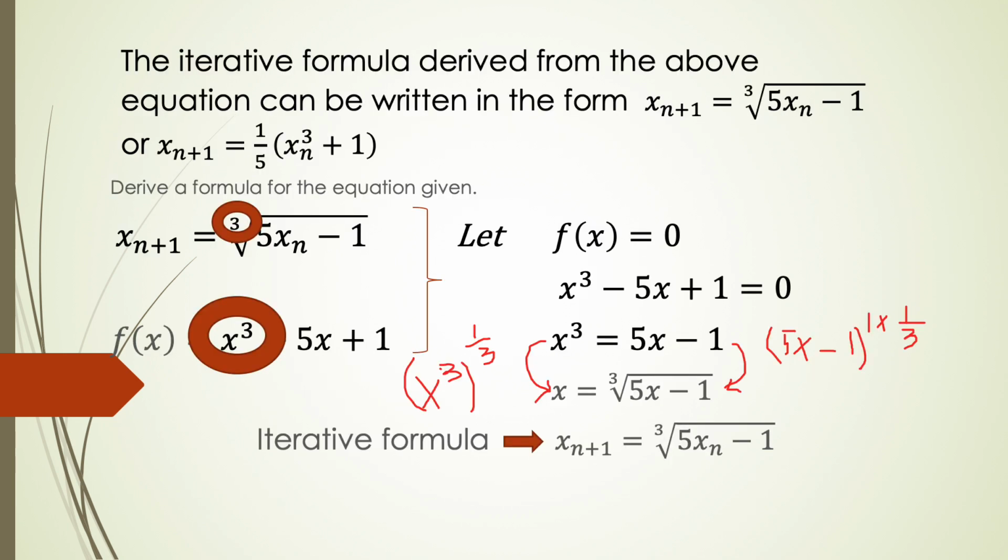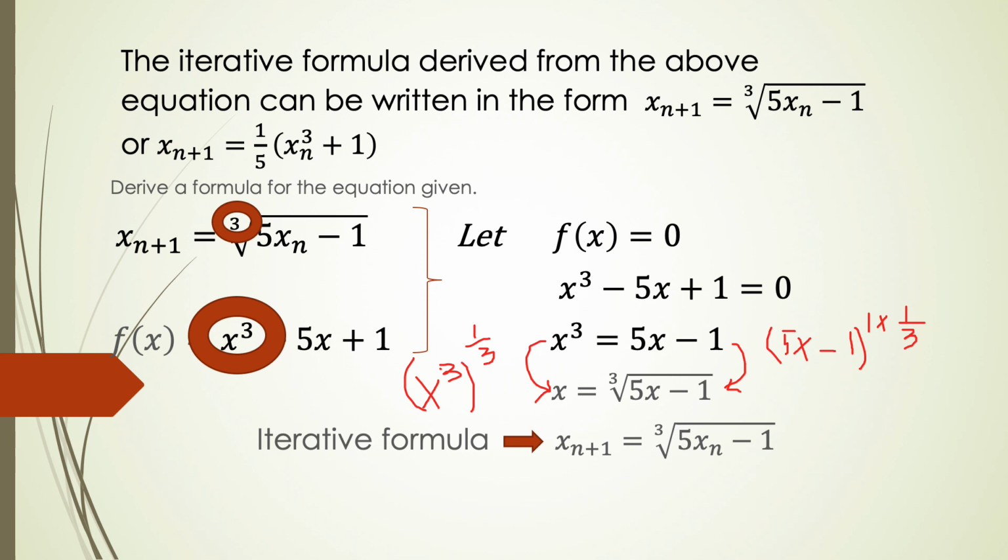Second part, from the equation given, we have to derive an iterative formula in the form xn plus 1 equal to cubic root 5xn minus 1, or xn plus 1 equal to 1 over 5 bracket xn to the power 3 plus 1. To derive the iterative formula xn plus 1 equal to cubic root 5xn minus 1, for the working solution, first I let f of x equal to 0. So the equation given is x to the power 3 minus 5x plus 1 equal to 0.